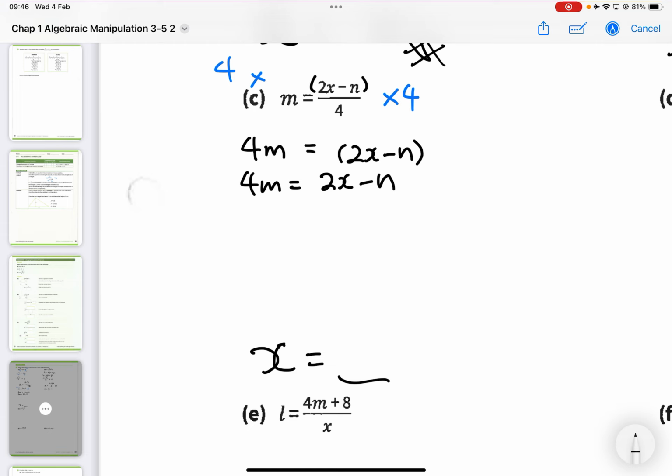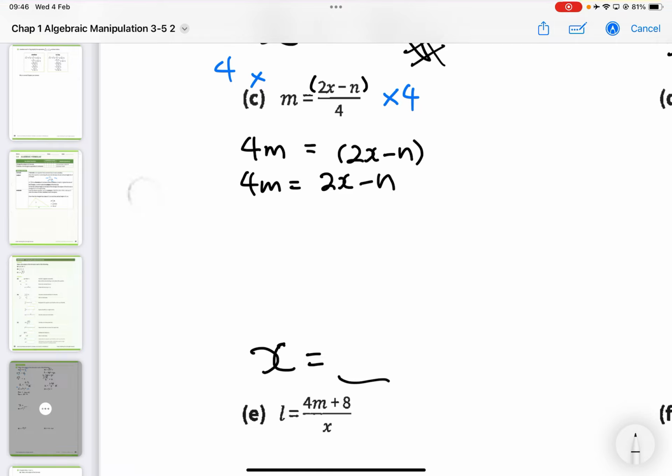Good. Finally, it's 1x, not 2x. Divide both sides by 2. No, yours is not correct. 2x minus n. I haven't divided by 2 yet.